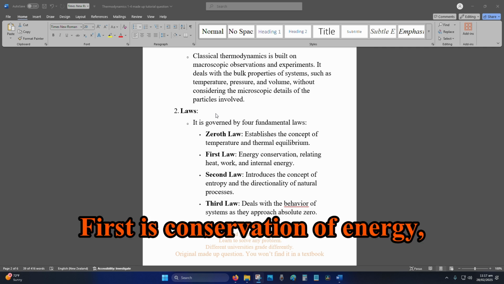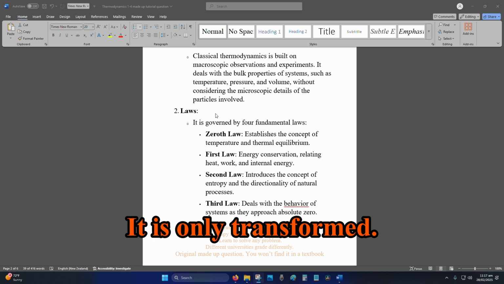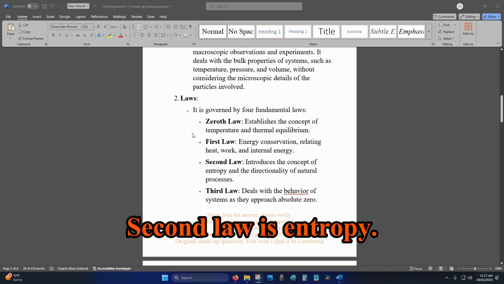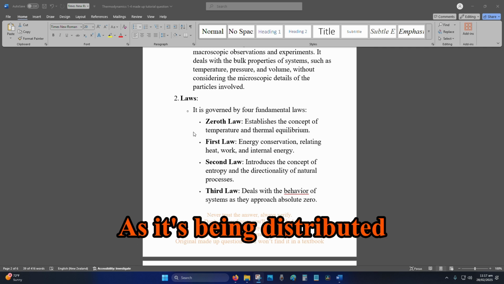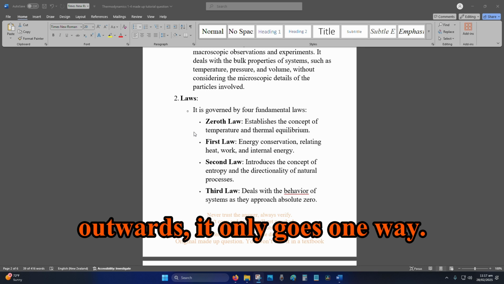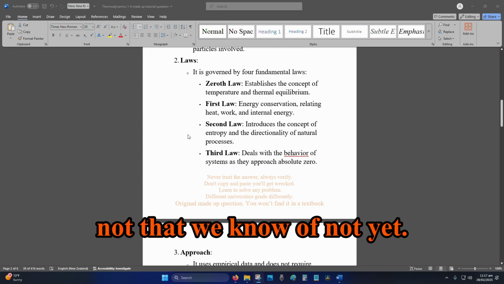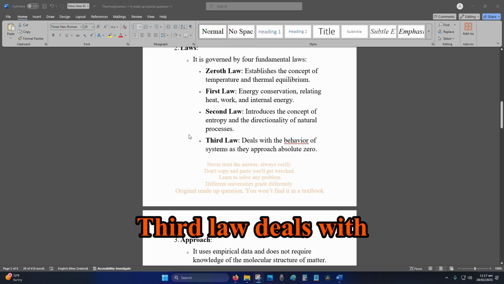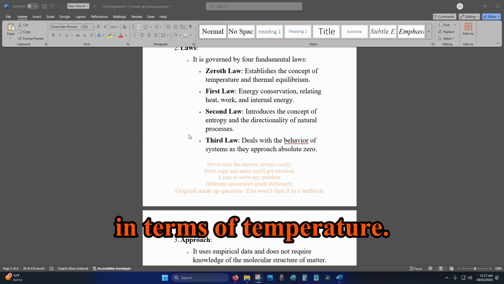First is conservation of energy, so energy is not created nor destroyed, it is only transformed. It's one of those famous ones. Second law is entropy. Energy only goes in one direction. As it's being distributed outwards, it only goes one way. Entropy doesn't reverse, not that we know of, not yet. Third law deals with things approaching absolute zero in terms of temperature.